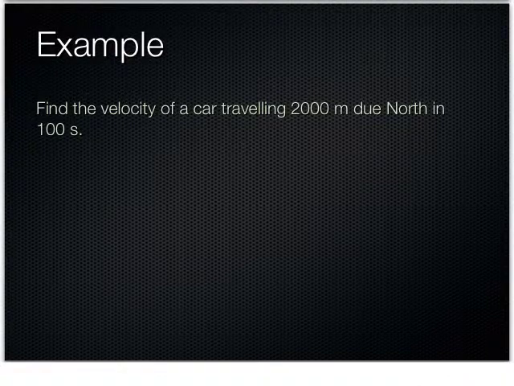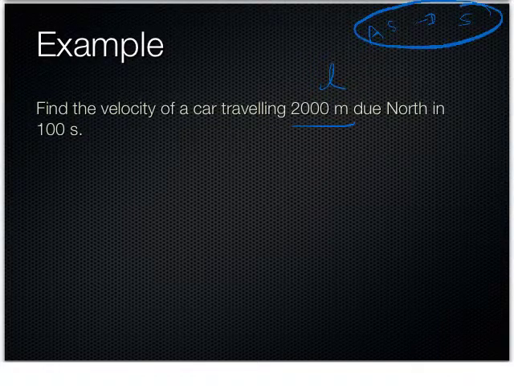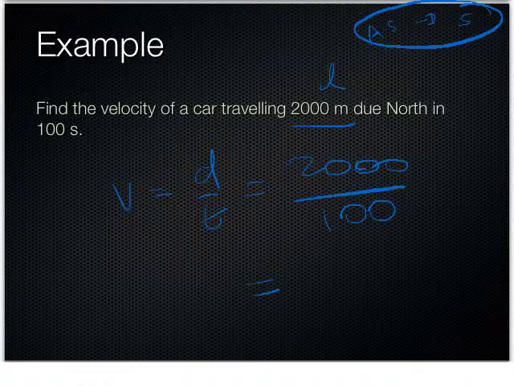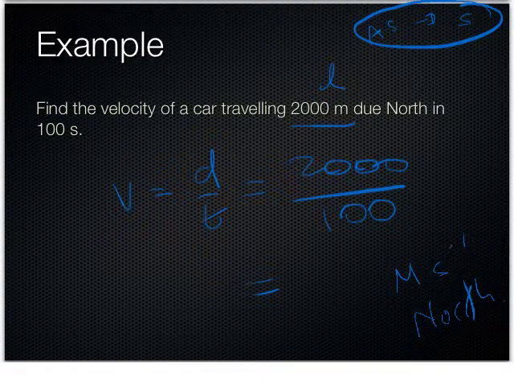How does the calculation change? For this year, not really much different. You've got a distance, or actually in AS, we'll make it an s for displacement. So it's actually going to be v equals displacement over time. So it's 2000 divided by 100. And when you do your answer, you should say meters per second north. There must be a direction.